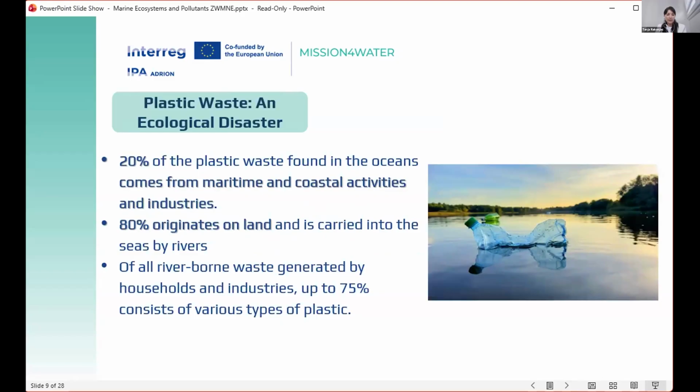Only about 20% of plastic waste in the oceans originates from maritime and coastal activities and industries, such as shipping, fishing, or tourism. The remaining 80% comes from land-based sources and is carried into the sea by rivers. Of all riverborne waste generated by households and industries, up to 75% consists of various types of plastics.